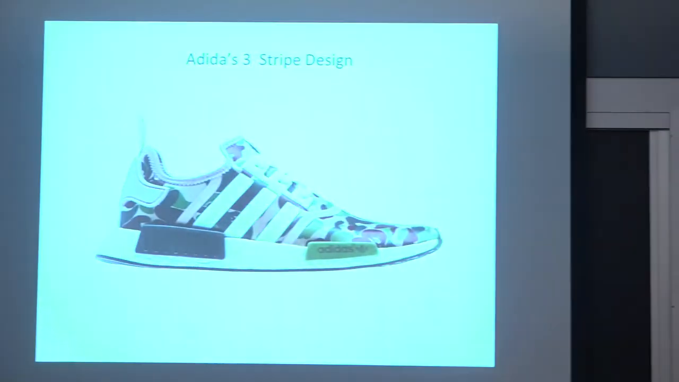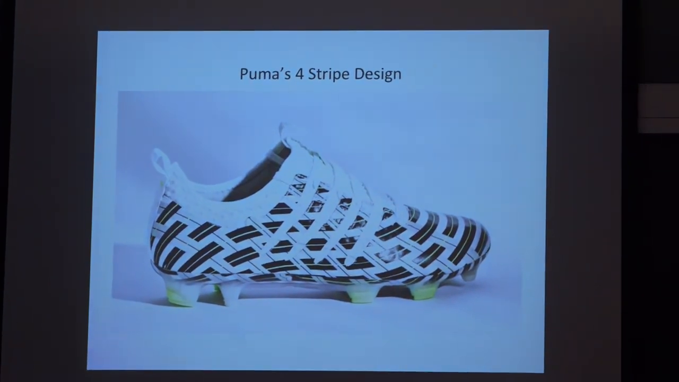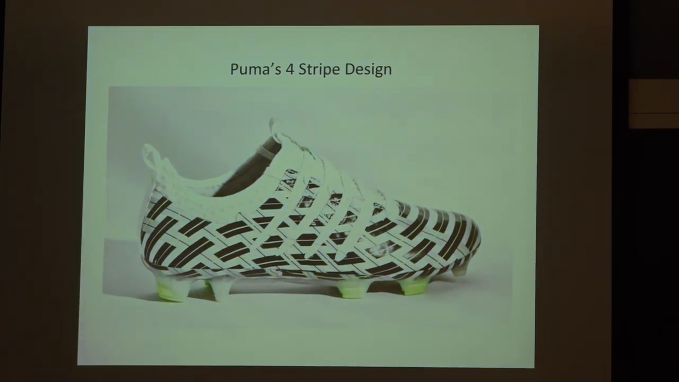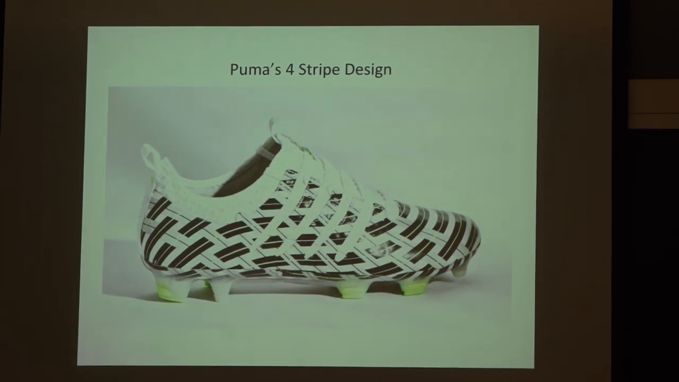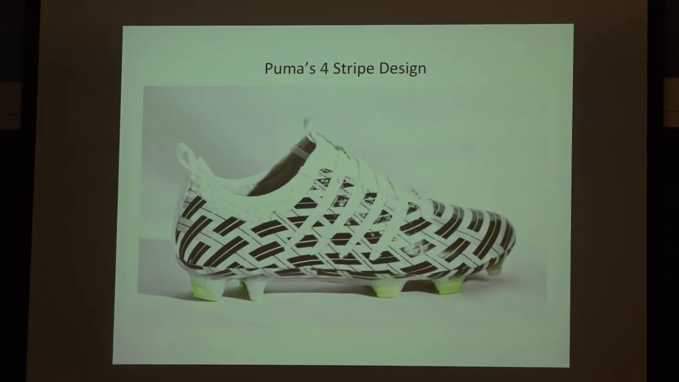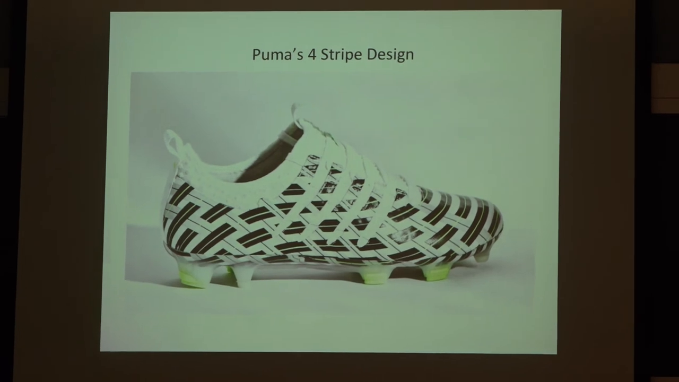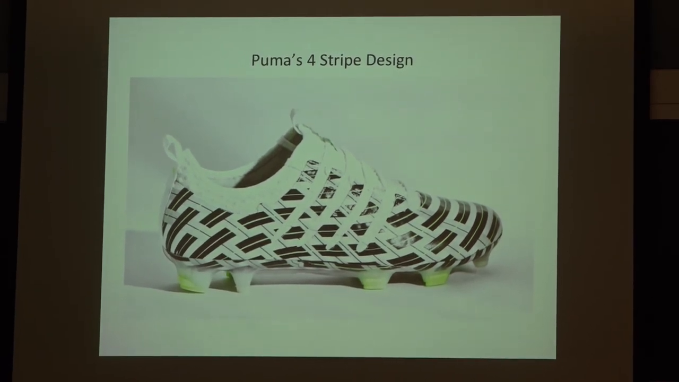Here's the Adidas three-stripe design. And here's the Puma. I count four stripes, but this is the subject of the lawsuit. Companies will use infringement actions in order to achieve commercial monopolies. Big companies very frequently file infringement actions, not because they feel they've been infringed, but in order to expand the scope of their commercial monopolies.